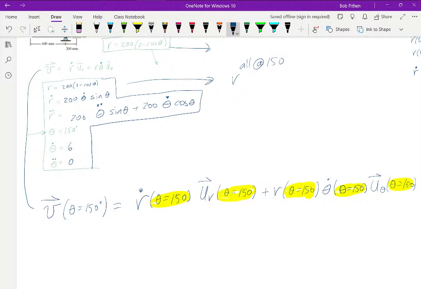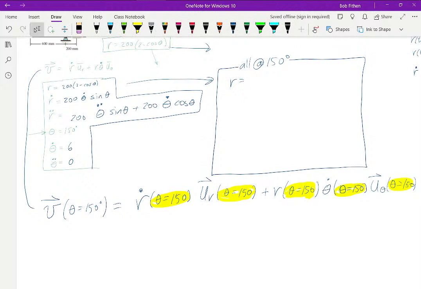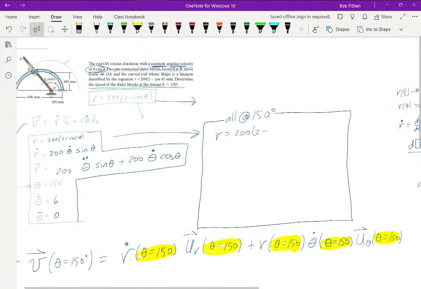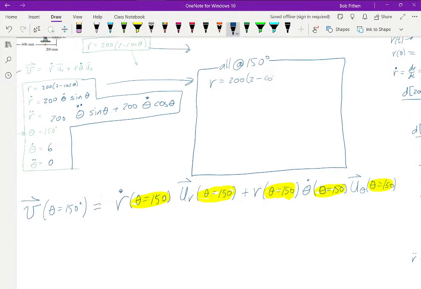And so the next step is to list these in this way, and that is r, I'll say all at 150 degrees, and put the whole box down here, and I'll say r is equal to 200 times 2 minus, just making sure I copy that right, cosine 150 degrees. That'll give you a number. Then you have r dot, which will be 200. Now, what I'm going to do is drop down r double dot, and then I'm going to do theta, that's 150 degrees.